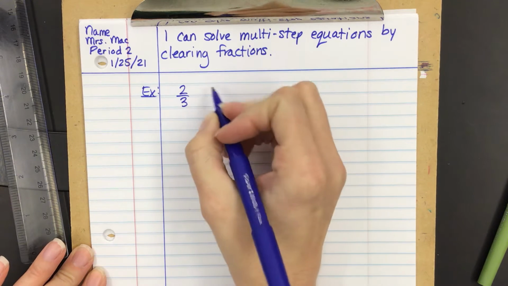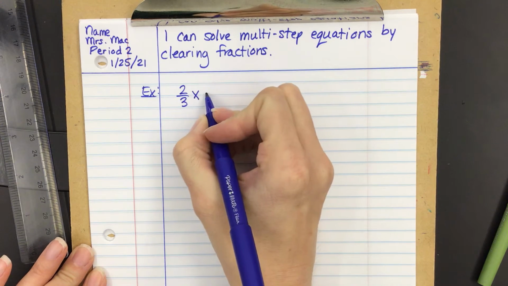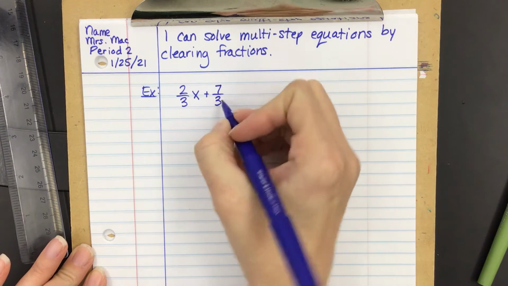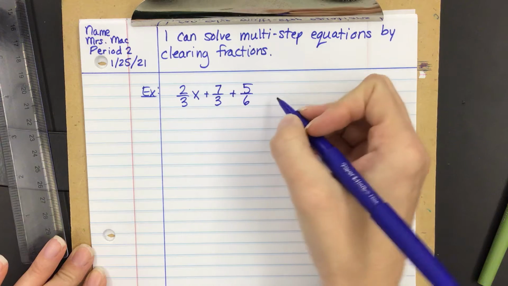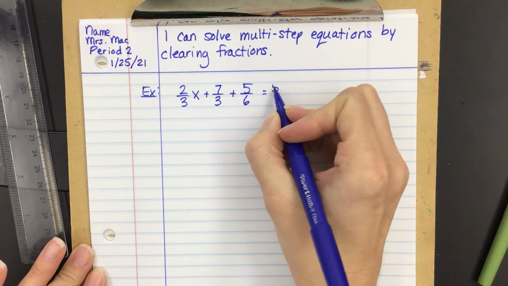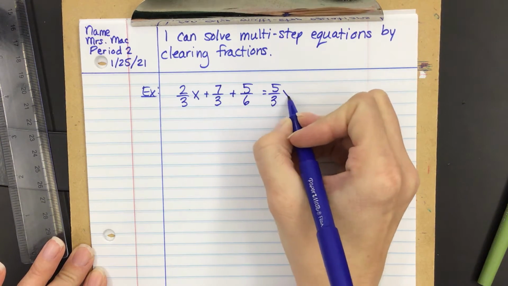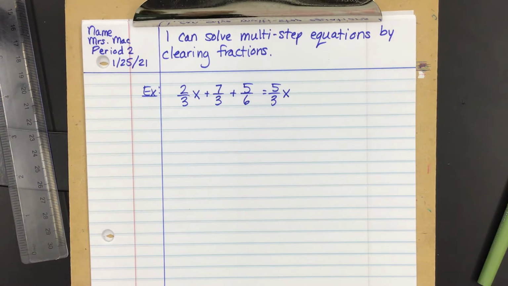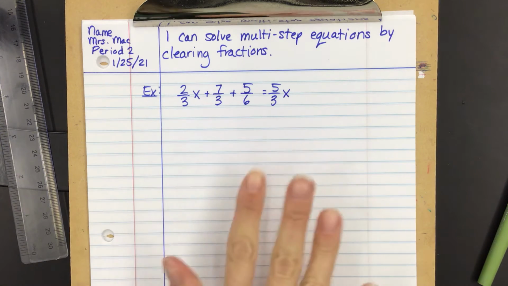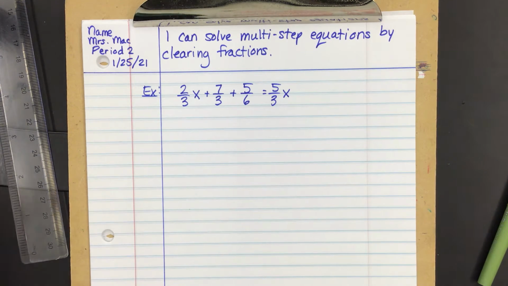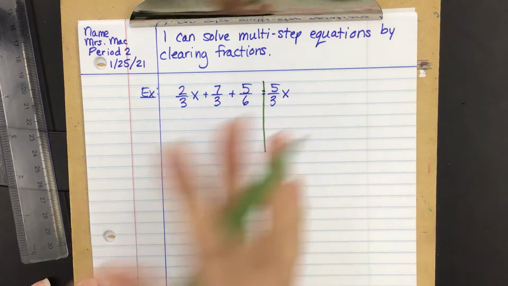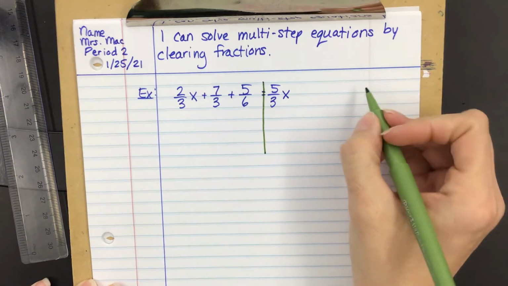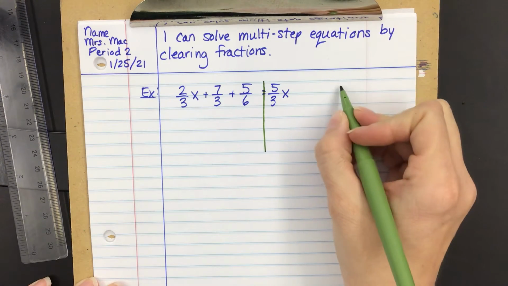So 2/3 x plus 7/3 plus 5/6 is equal to 5/3 x. Okay? So what we're going to do, because this would be a lot of work if we didn't get rid of those fractions, okay? So we need to figure out what to multiply both sides by to get rid of all those fractions. And that is going to be the least common denominator.